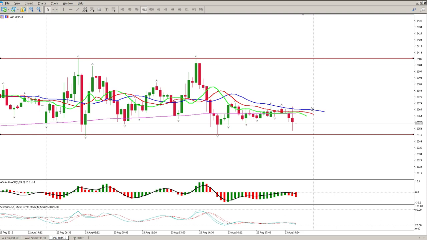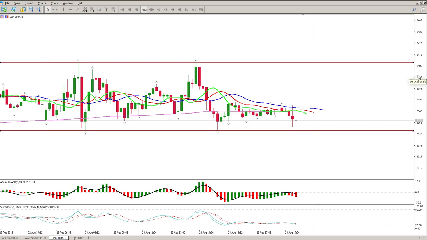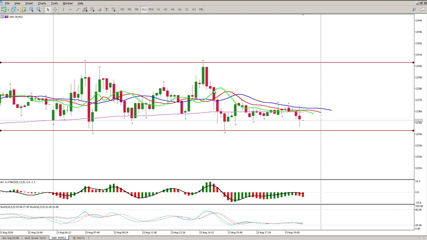Hopefully we don't get more of this sideways motion. It's kind of getting depressing at the moment. Really want to get some direction, whether it's down or up, but we just need some kind of direction that you can swing trade. But at the moment, the DAX is pretty impossible to swing trade. You're swing trading on the 5-minute or 6-minute.